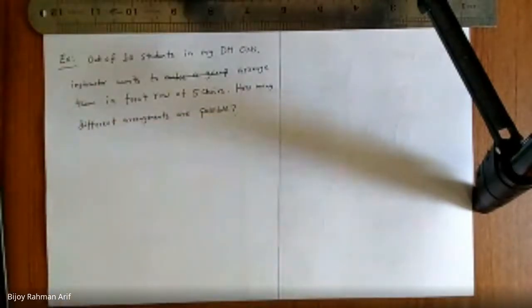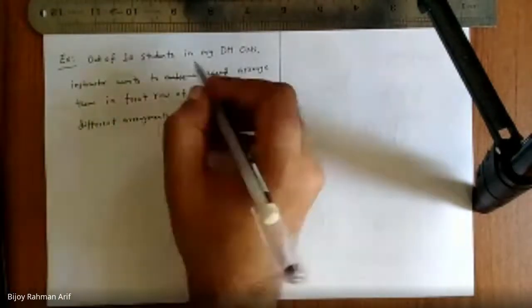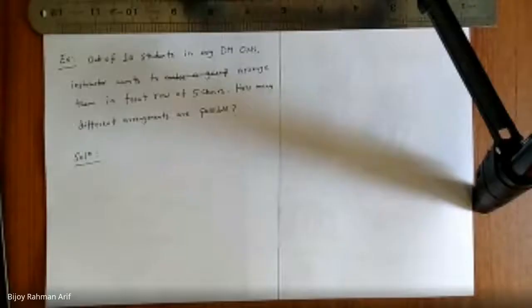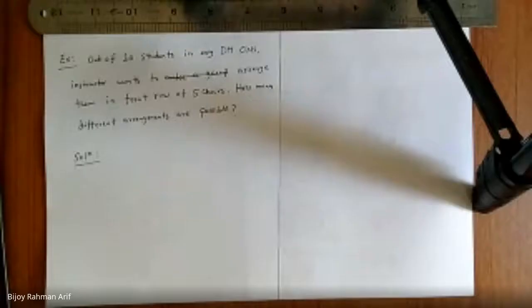So did you get it? Out of 10 students in a discrete mathematics class, the instructor wants to arrange them in a front row of 5 chairs. How many different arrangements are possible? What would be the answer? 30240.